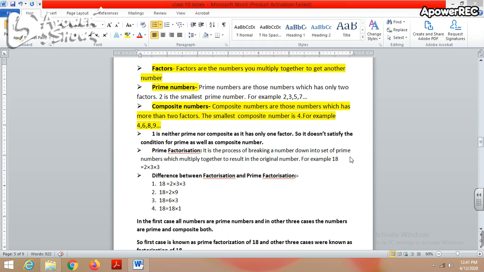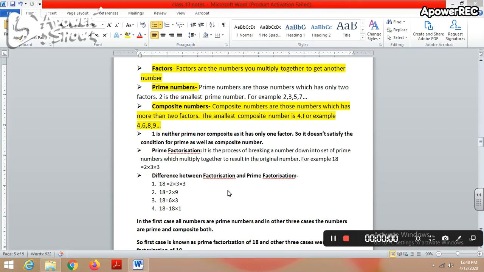The set of prime numbers is the important thing, because there are two processes. One is factorization and the other one is prime factorization. Just look here, 18 can be written in these four ways. The first one is 18 can be written as 2 into 3 into 3. 18 can also be written as 2 into 9. 18 equal to 6 into 3 and 18 equal to 18 into 1.